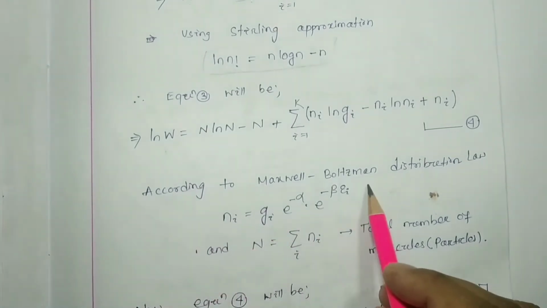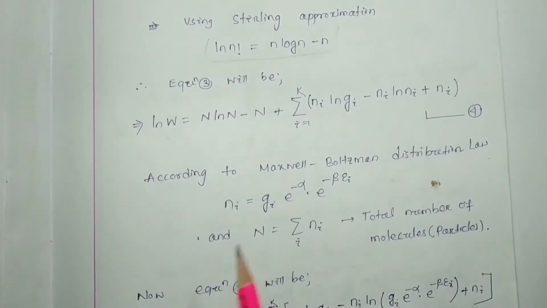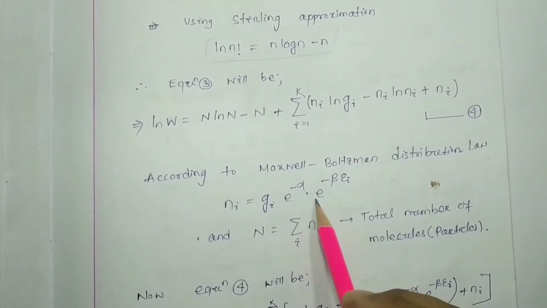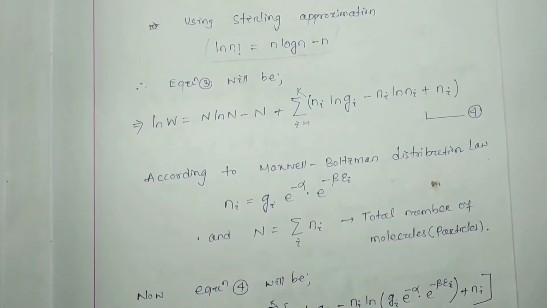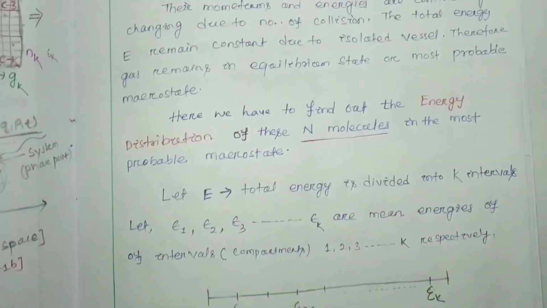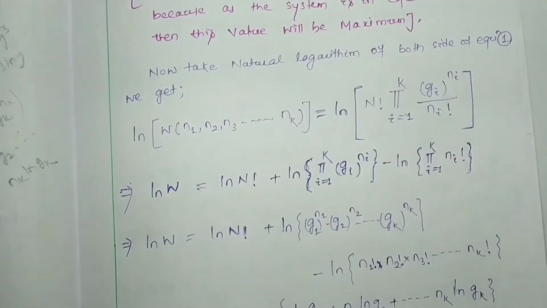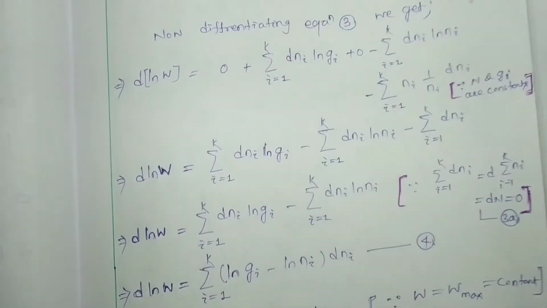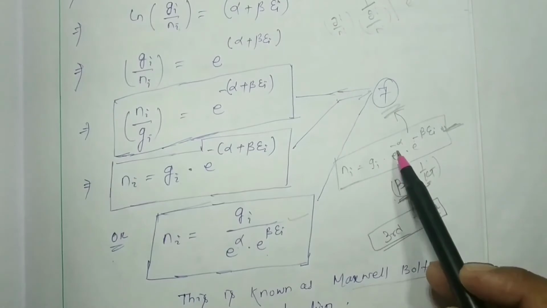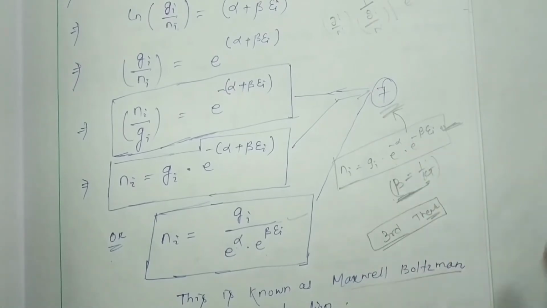Now according to the Maxwell-Boltzmann distribution law, what we found, ni, you just check your note. Okay, ni equal to gi e to the power minus alpha into e to the power minus beta epsilon i. Here you can see that this is your Maxwell-Boltzmann distribution derivation. At the end of this derivation you can see that we found this one, right? ni equal to gi e to the minus alpha into e to the minus beta epsilon i. That expression I have used there.